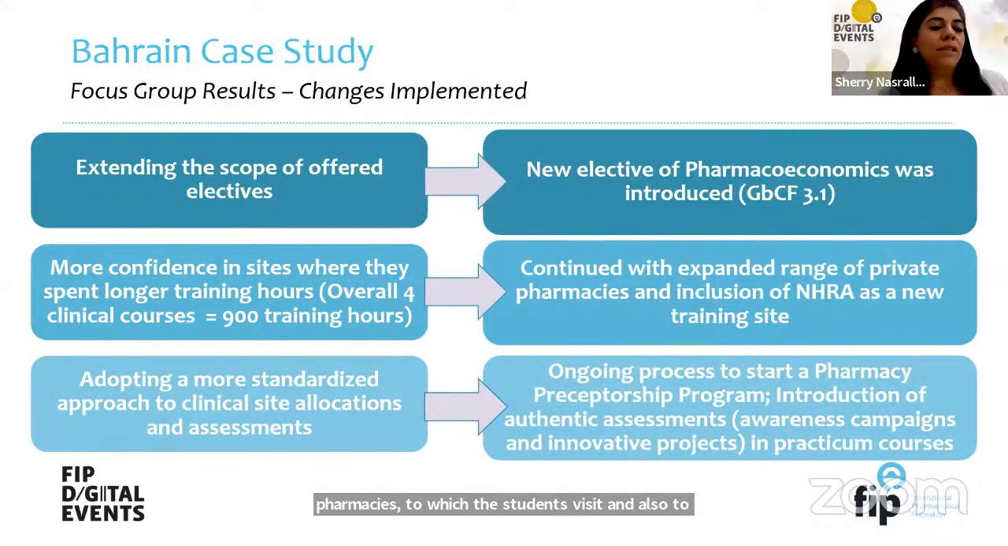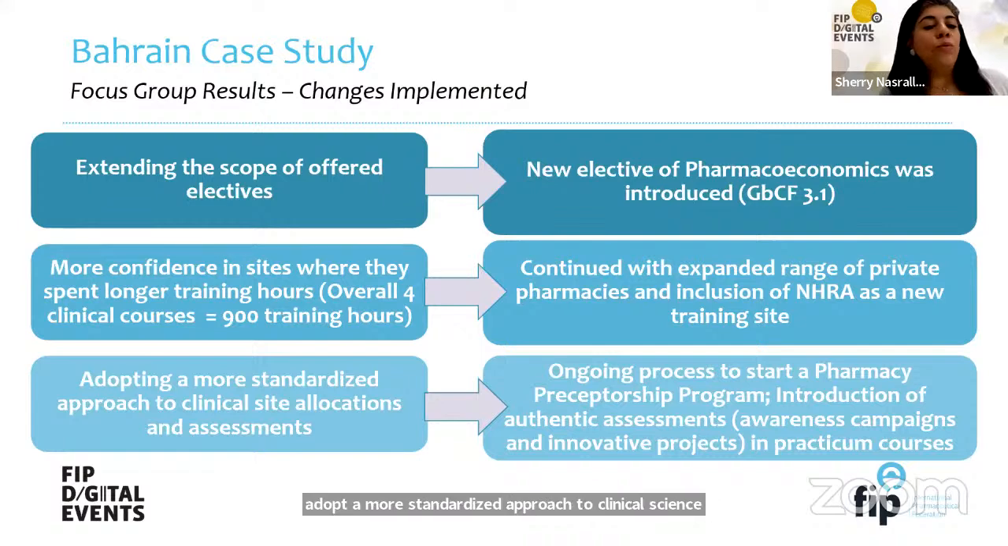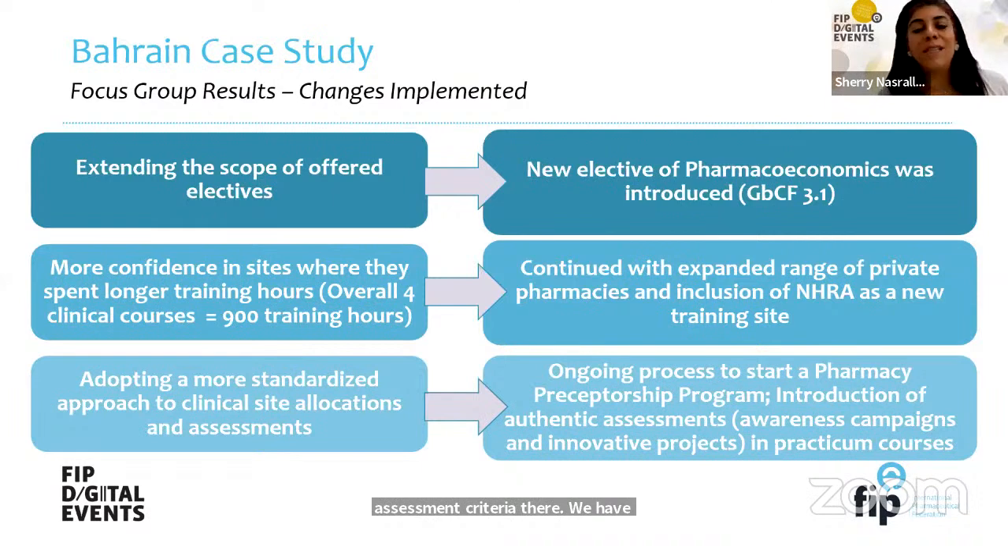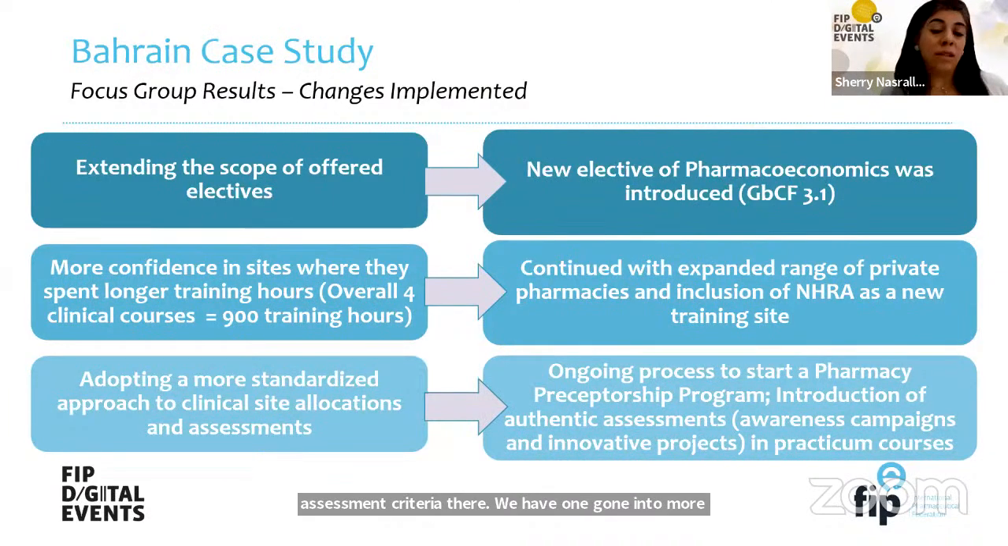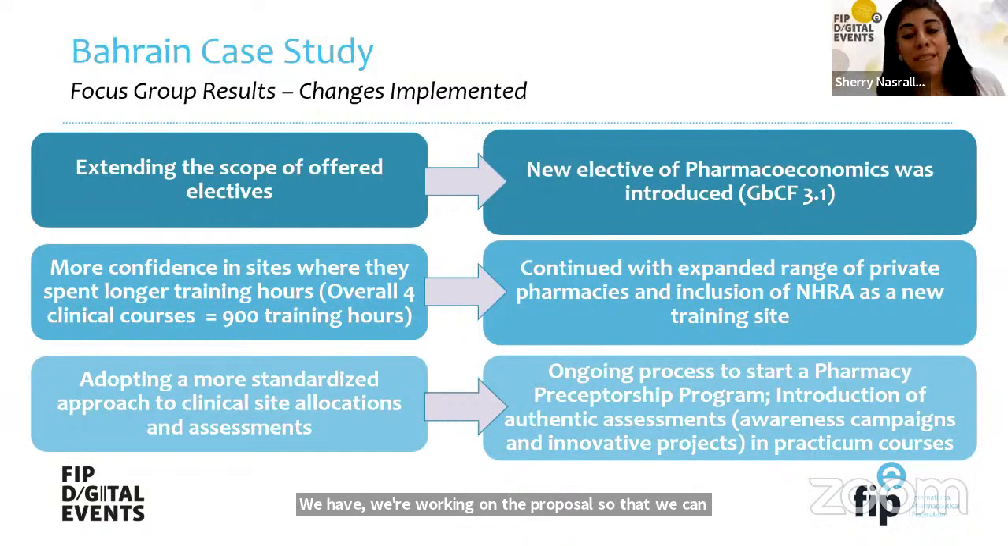One of the last comments is that students wanted us to adopt a more standardized approach to clinical site allocations and clinical assessments. And again, we have done part of it. We have changed our assessment criteria. We have gone into more authentic assessments, trying to involve students in awareness campaigns or innovative projects within the practicum courses. An ongoing process is to start a pharmacy preceptorship program. We're working on the proposal so that we can standardize the preceptors who are training and assessing the students in their clinical hours.